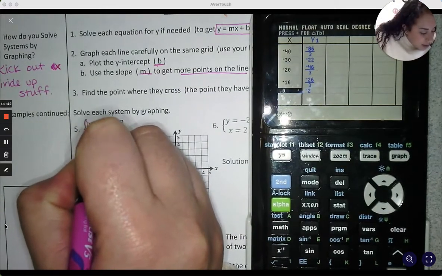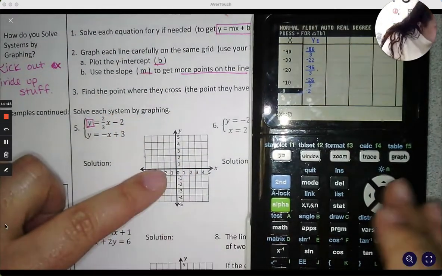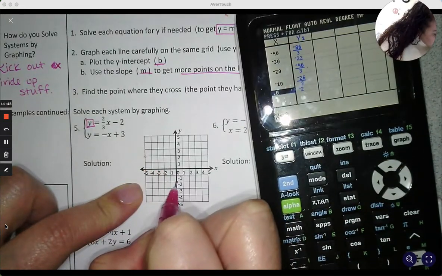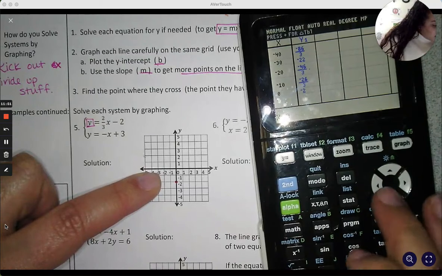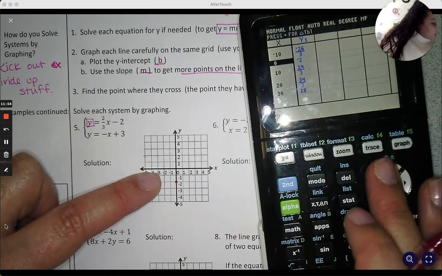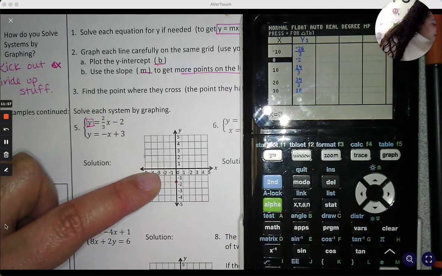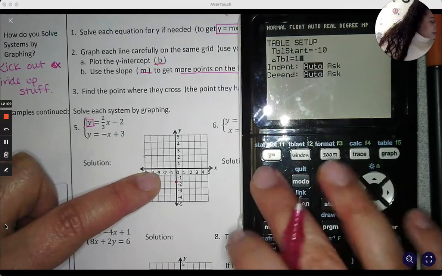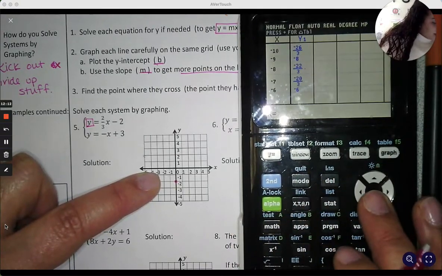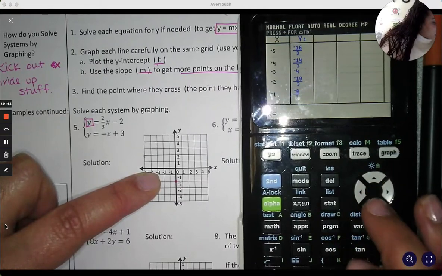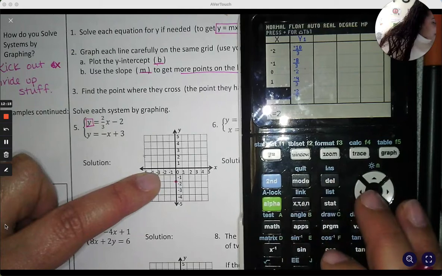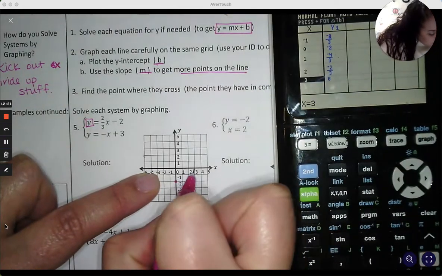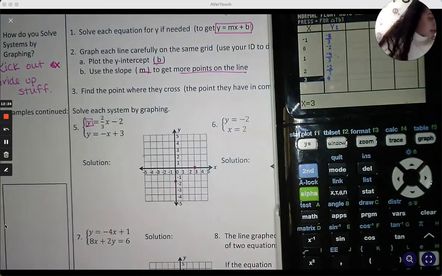So I'll do this one in pink. At 0, we have -2. 1, 2. Oh, I see what happened now. Well, that's fun. My table was going up by tens. That's no fun. I want it to go up by ones. That's better. Sorry for that brain fart, y'all. At 3, 0. Now I'm going to connect the dots.